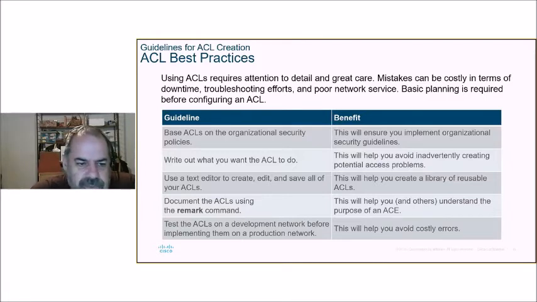Document the ACLs using the remark command. So there's access list 10 permit, there's access list 10 deny, there's also access list 10 remark. And so the remark of course is not processed, but it's in amongst the ACL, and it will let you put in comments. So the following line blocks FTP traffic from getting to such and such. And so that's the kind of thing you need.